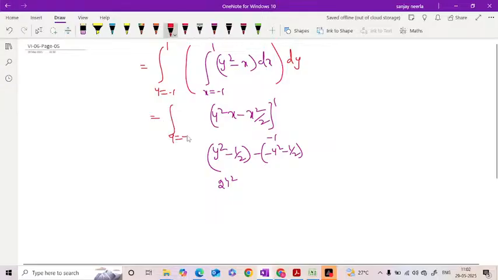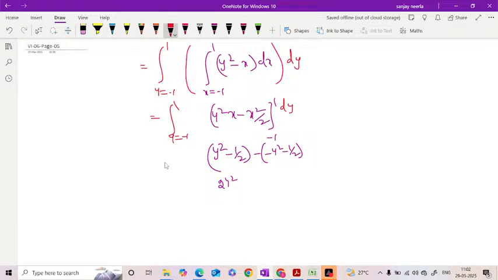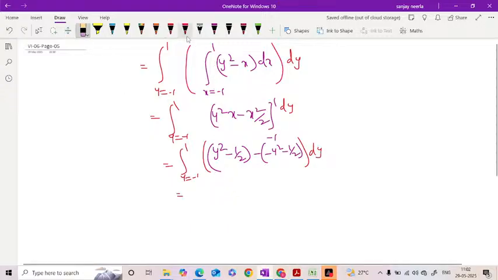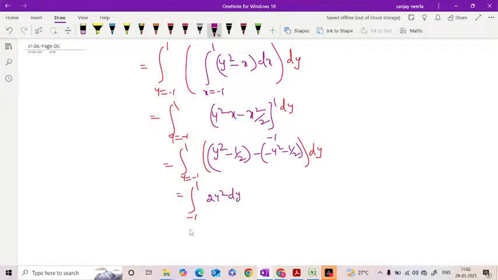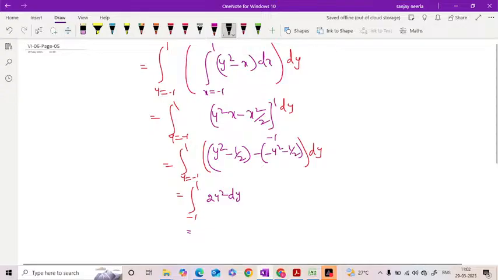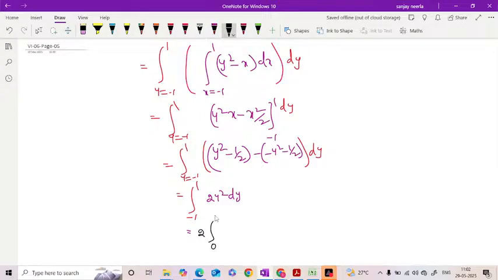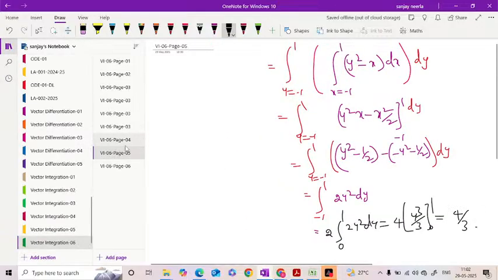Now the second integration, y is equal to minus 1 to plus 1, 2y square dy. After simplification, it is an even function, so we can split it like this: integral 0 to 1 of 4y square dy. After integration, 4 into y cube by 3, limits from 0 to 1, we get 4 by 3 as the answer. So this is by using Green's theorem.